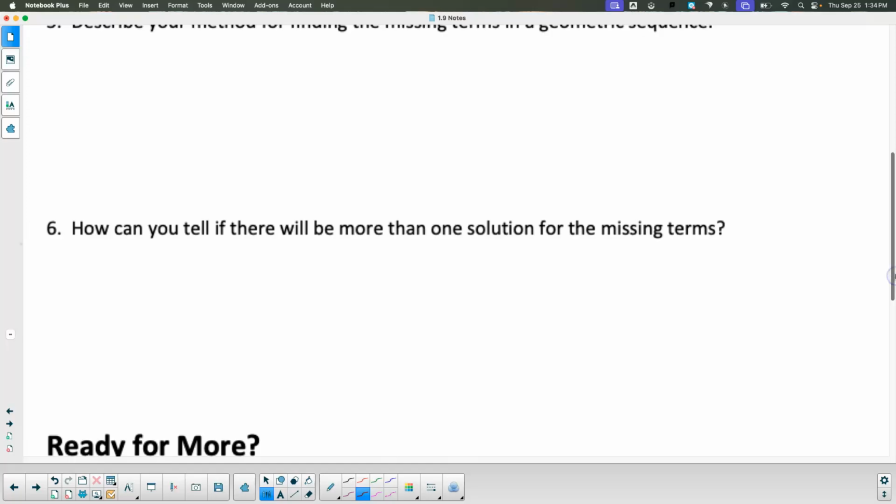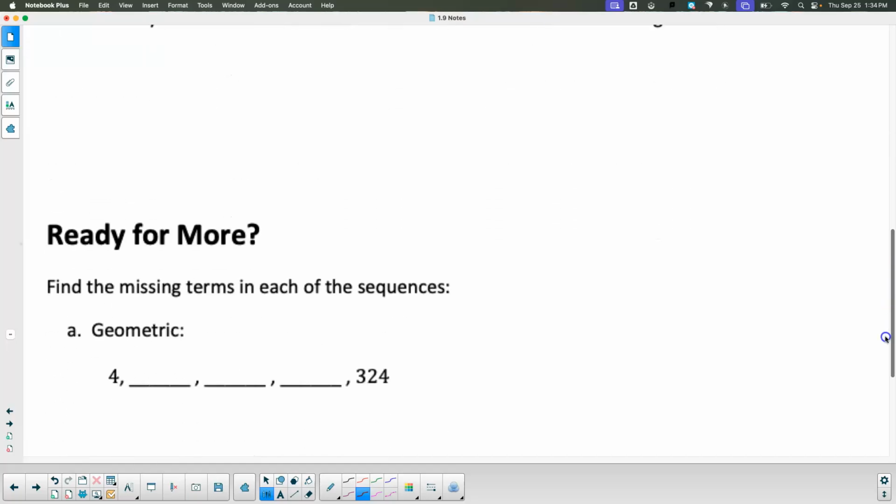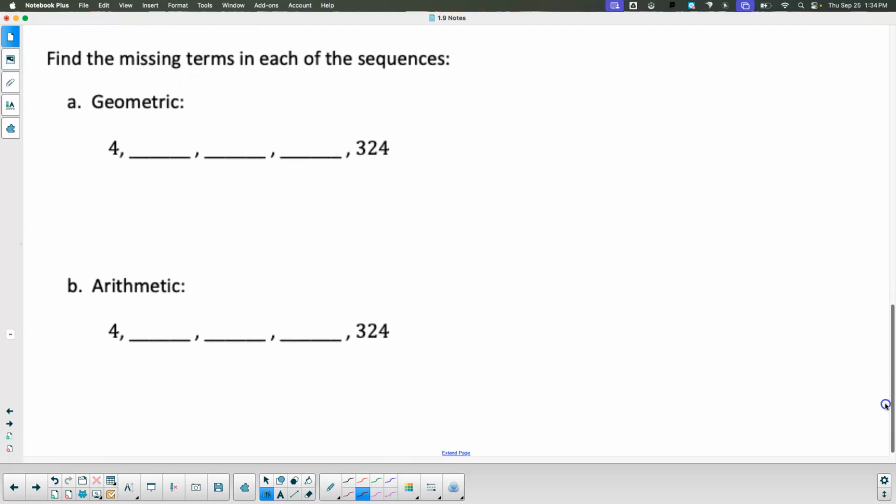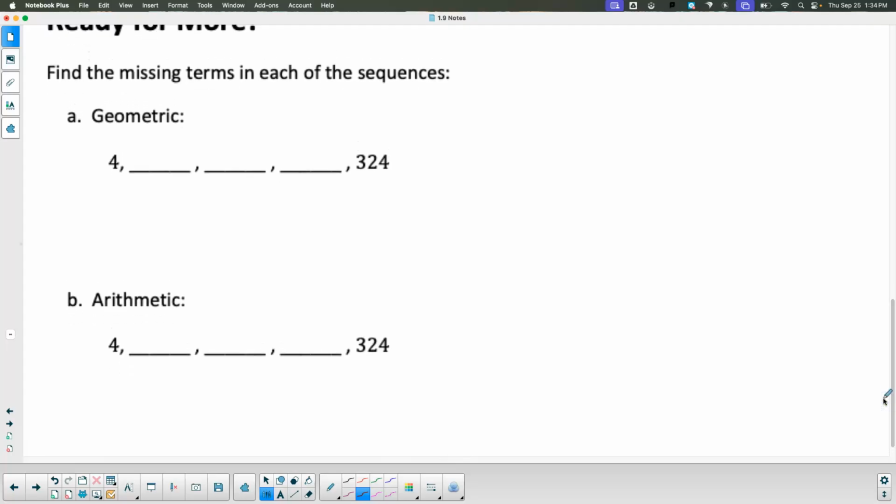How do we know if there's going to be more than one solution for the missing terms? Even root. Yep, that's the kicker, is the even root. Okay? So everybody now, same terms with me, but I want you to find the missing terms if it's geometric and if it's arithmetic. So today versus yesterday on terms. And methods too. Go.